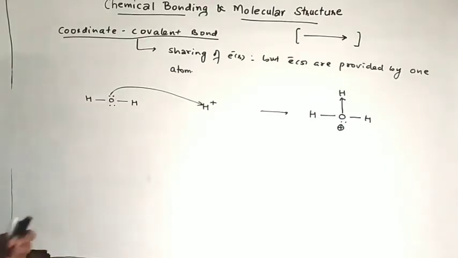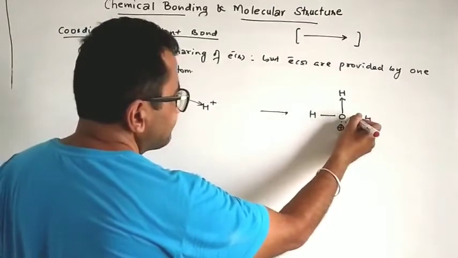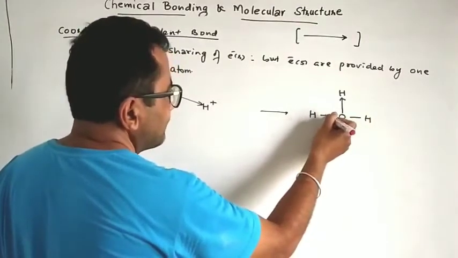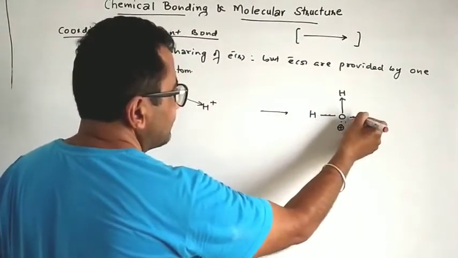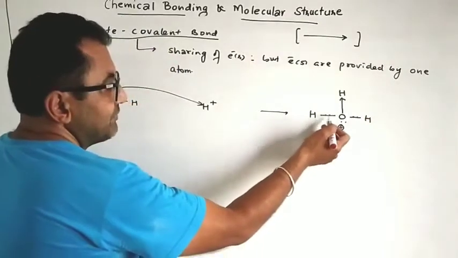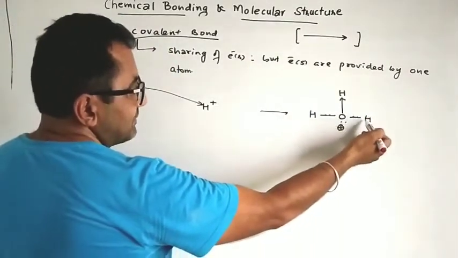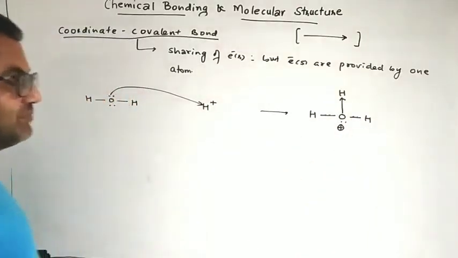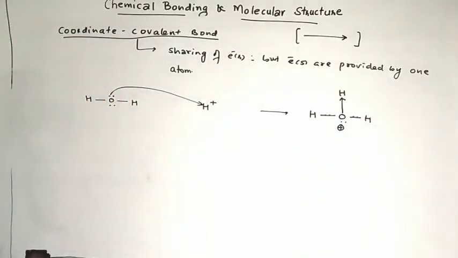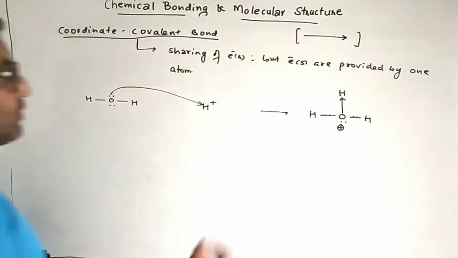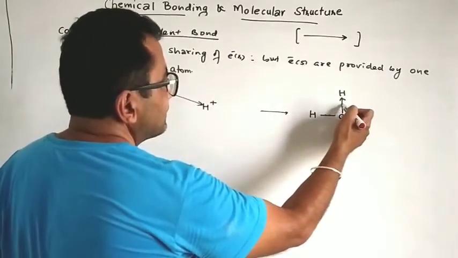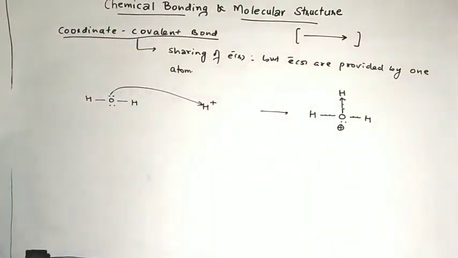Now this bond is formed by two electrons. This bond is also formed by two electrons, but these two bonds are covalent. One electron is given by hydrogen, one is given by oxygen. This is also, one is given by oxygen, one is given by hydrogen. These are the mutual sharing. These are covalent bonds. But now here are the two electrons, and these two electrons are given by the oxygen. So this type of sharing is in a coordinate bond.